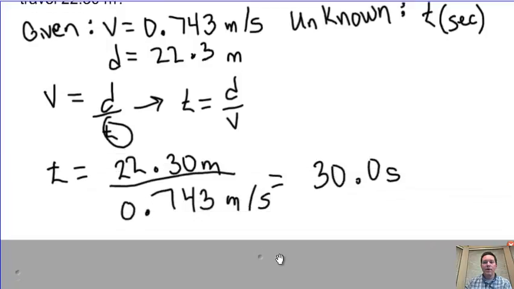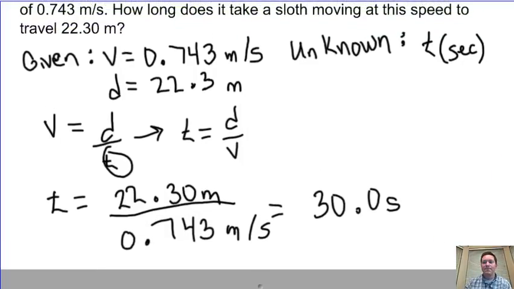Alright, so I'm going to take my given values then and plug them into my equation. So 22.3 meters divided by 0.743 meters per second. And that results in 30.0 seconds.